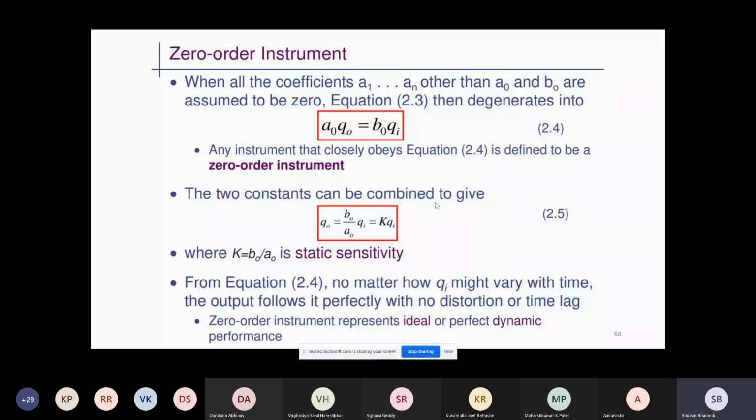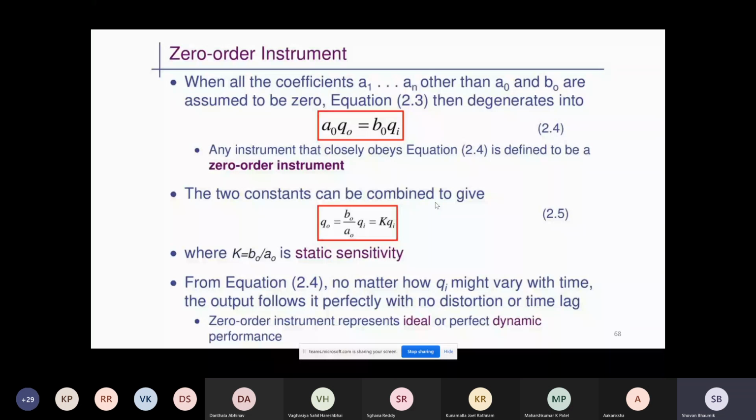When we assume all the coefficients a1, a2, all those things, other than a0 and b0 are 0, then equation 2.3 becomes a0 q0 = b0 qi. If you take output by input, q0 by qi, it will be b0 by a0. So the output q0 will be equal to b0 by a0 into qi. Here b0 by a0 is a constant, and qi is the input varying parameter. So this is an ideal instrument where the output varies instantaneously with the input. There is no dynamics associated with it. This is called the zeroth order instrument.